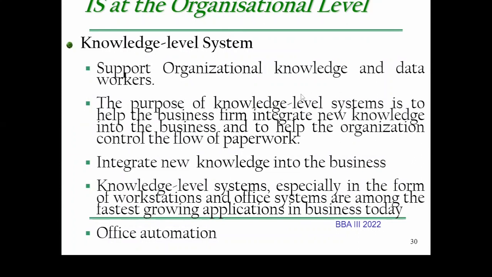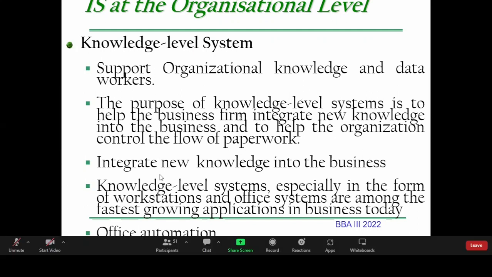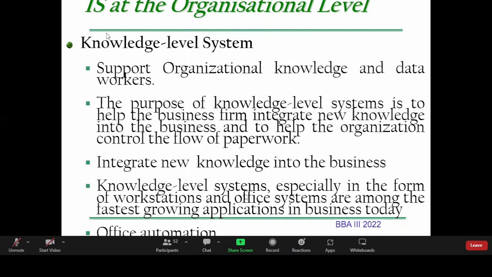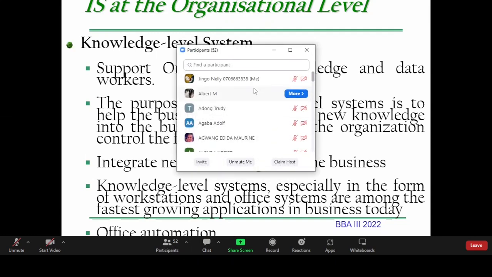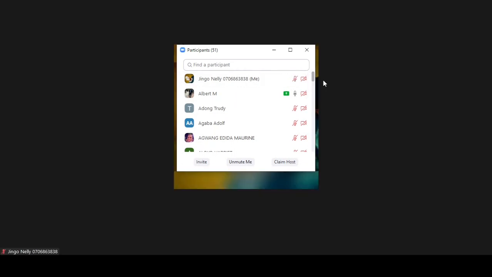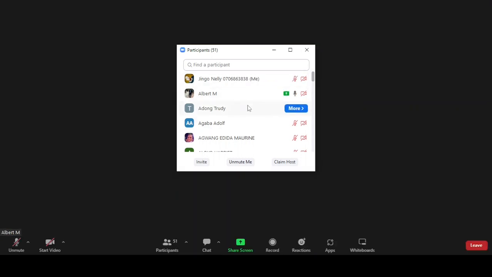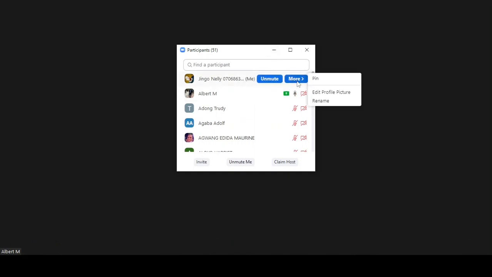Then the knowledge level systems support organizational knowledge and data workers. Where do knowledge level systems operate? Someone can tell me that. Where do they operate? Where do knowledge level systems operate? Okay. They support organizational knowledge and data workers. By the time we read this statement, maybe you'll have an idea.